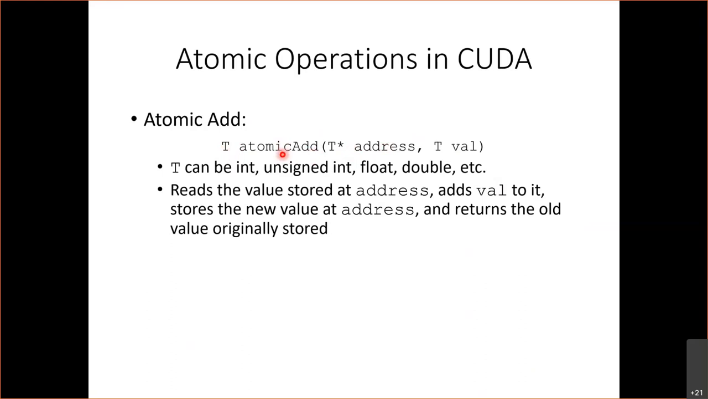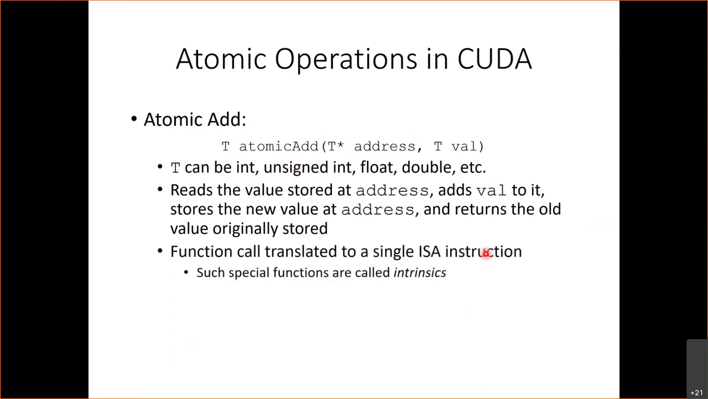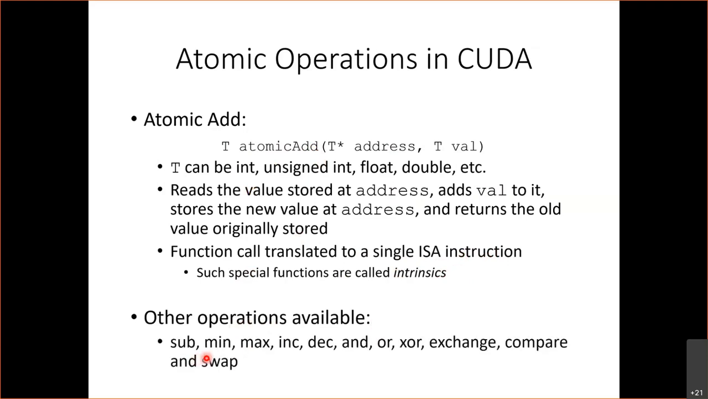This function call inside of CUDA translates to a single ISA instruction, okay? And we actually have a name for these kinds of instructions. They're called intrinsics. Usually when we have function calls in CUDA that translate down to a single ISA instruction, we call these kinds of functions intrinsics. We will look at other kinds of intrinsics later on. But for now, we're interested in atomic operations. There are other kinds available: subtract, min, max, increment, decrement, and, or, XOR, atomic exchange, atomic compare and swap. So there are all kinds of atomic operations available in CUDA.